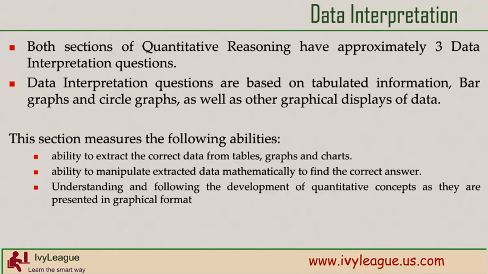Both sections of quantitative reasoning have approximately 3 data interpretation questions. Data interpretation questions are based on tabulated information, bar graphs and circle graphs, as well as other graphical displays of data. This section measures the following abilities: ability to extract the correct data from tables, graphs and charts, ability to manipulate extracted data mathematically to find the correct answer, understanding and following the development of quantitative concepts as they are presented in graphical format.